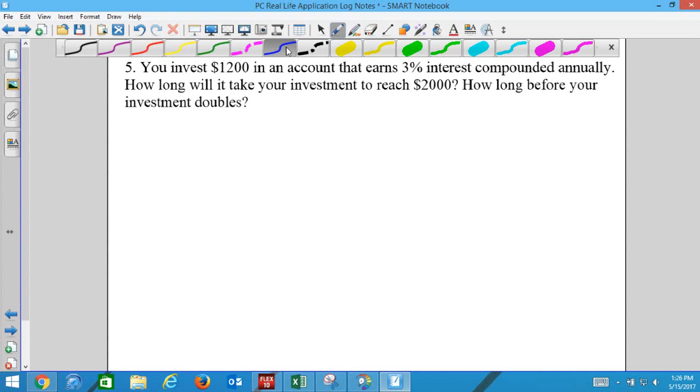I feel like I wouldn't do this with logs. I would do it the logical way. Okay, what's your logical way? Take 3%, multiply by 1,200, add that, take 3% of that, and keep going until you get to 2,000. But what if it doesn't exactly equal 2,000?